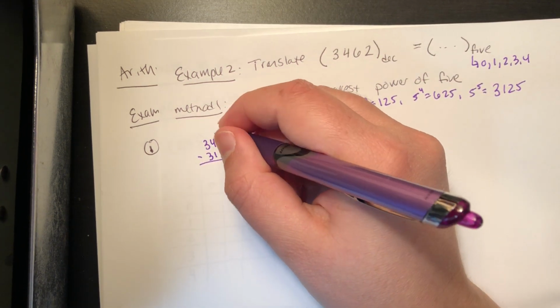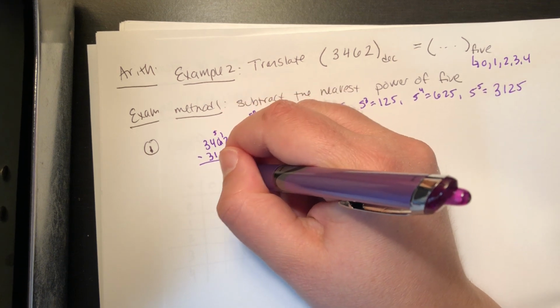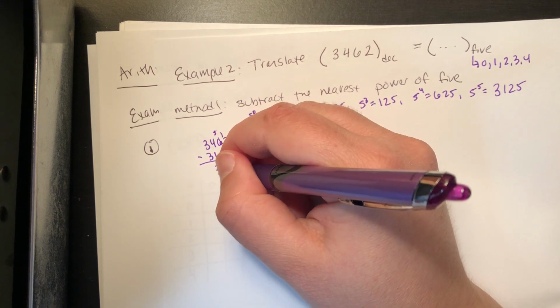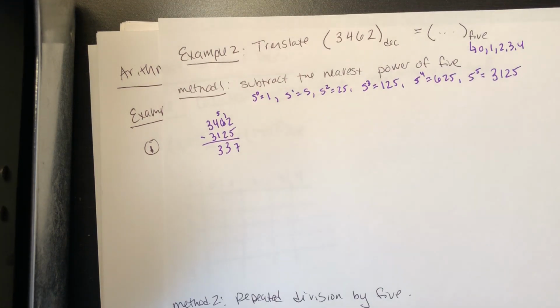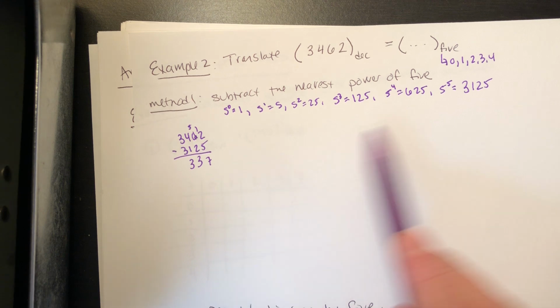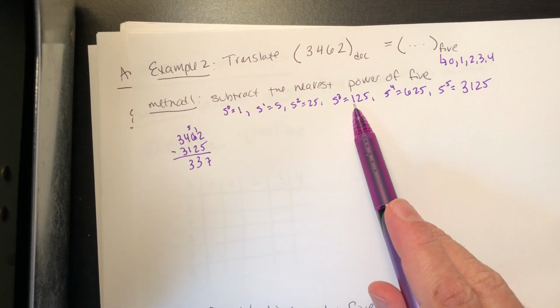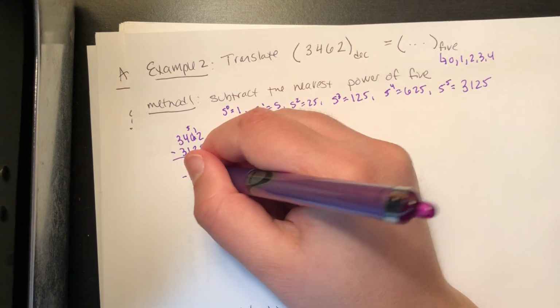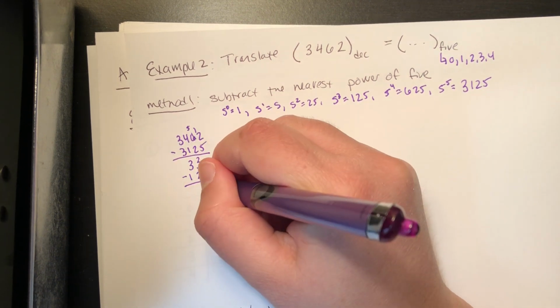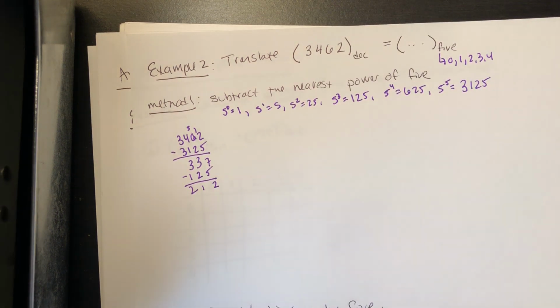Okay, what do we get? Let's see, so we get 7, we get a 3, and a 3, so we get 337. All right, what's my nearest power of 5 to 337? Well, 5 to the 5 is too big, 5 to the 4 is too big, so 125 would be the next one. So we subtract 125. What do we get? We get 212.